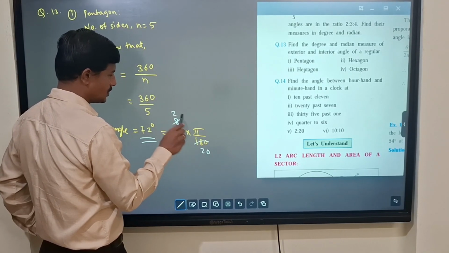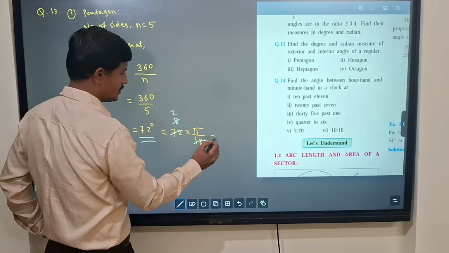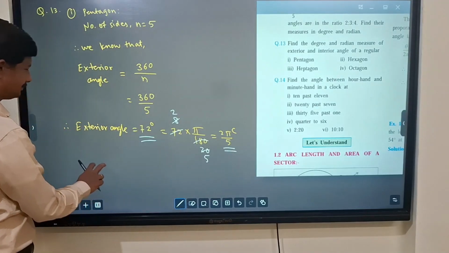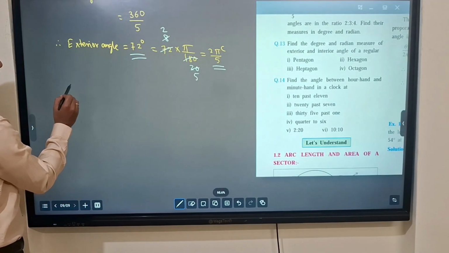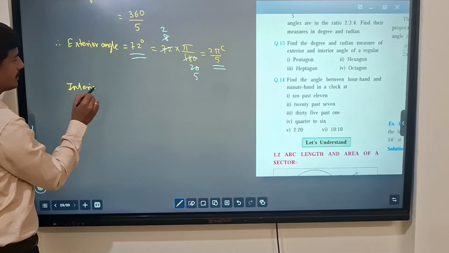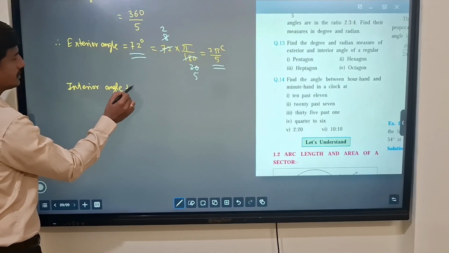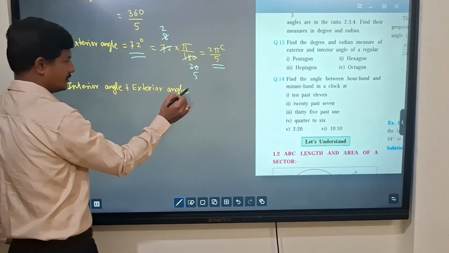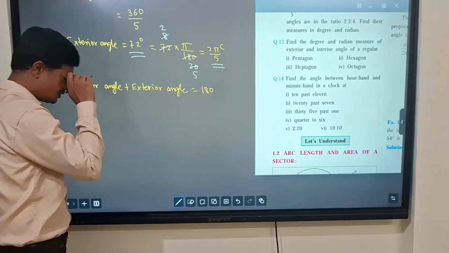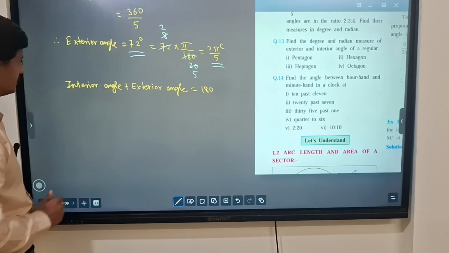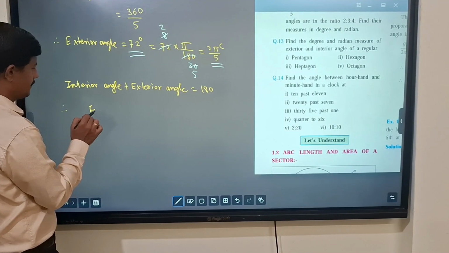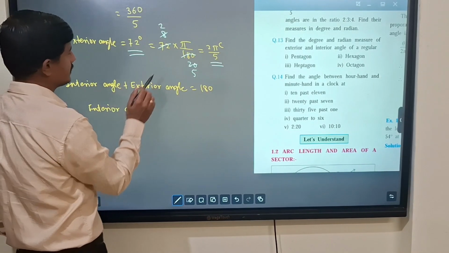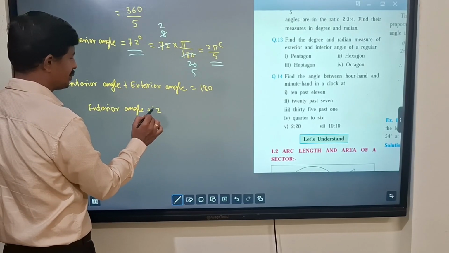Now 4 2s are 4, 5s are... so it becomes 2 pi by 5 radian. Now interior angle plus exterior angle is equal to 180 degrees, because these two angles are on one single line. Therefore, interior angle, exterior angle is 72 degrees.